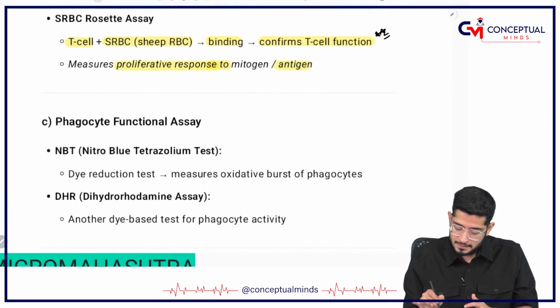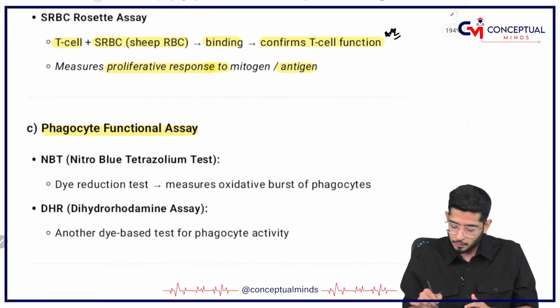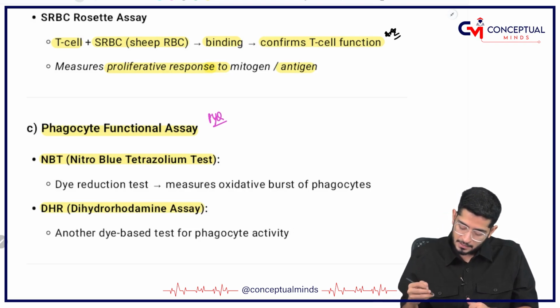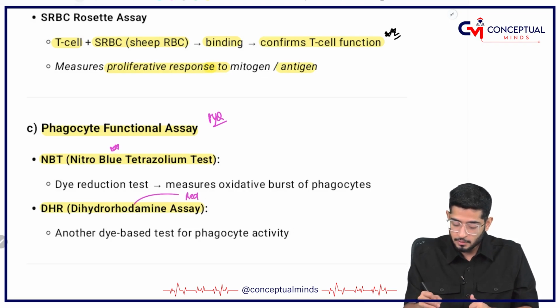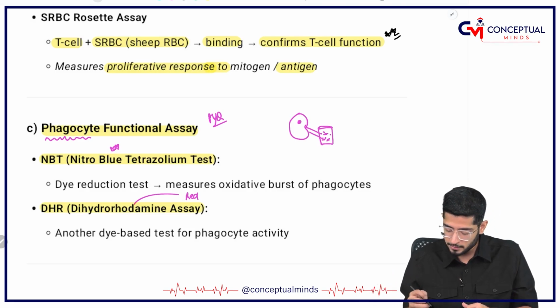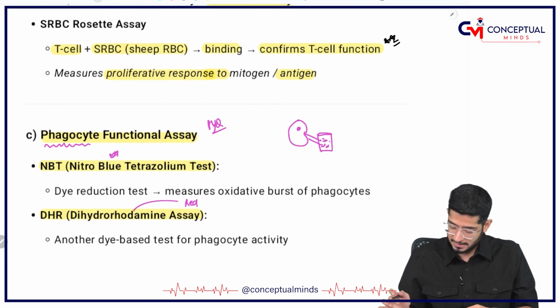Then you have the phagocyte functional assay. What you do is you have 2 dyes, and this has been asked multiple times as a previous year question, so please remember them: the nitro blue tetrazolium test and the dihydrorhodamine assay. Nitro blue means blue, and rhodamine means red. These are both dye-based tests for the phagocyte. So remember, if this is a phagocyte, it is putting a straw and drinking some dye. So for the phagocytes, you have the dye-based tests like the nitro blue tetrazolium test and the dihydrorhodamine assay, right?